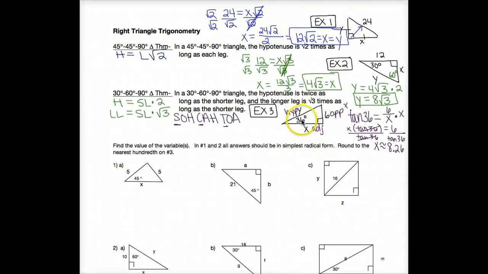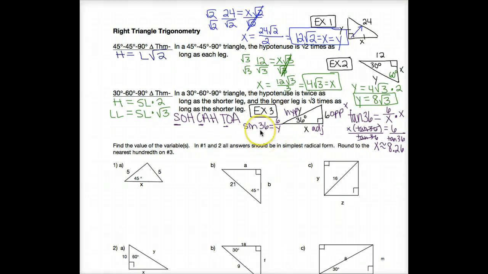So in relationship to the 36, the 6 is the opposite side, and the variable that we're looking for is the hypotenuse. So when I look at this acronym here, the one that has opposite and hypotenuse is this one, so sine. So I'm going to set this up as the sine of 36 degrees equals, opposite goes on top, so 6 over hypotenuse, which is y.